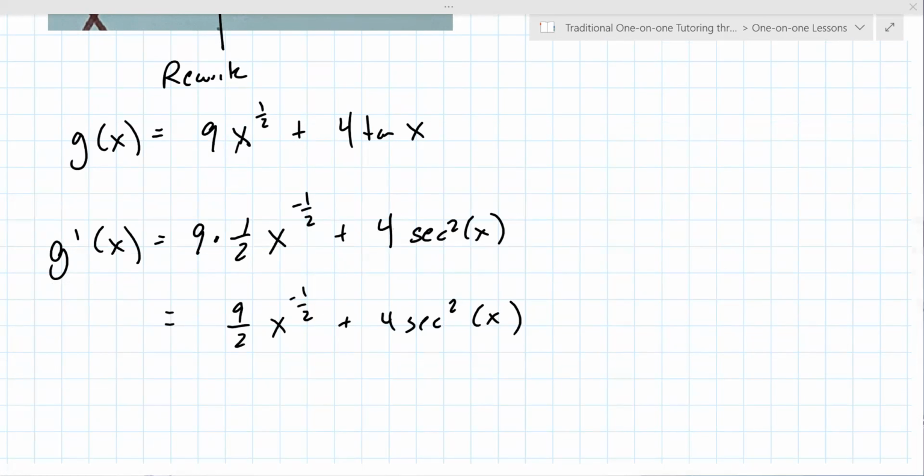Okay. The other two questions on here, the other two that we haven't done yet, are both quotient rule. So we save those for the end. They take the longest.